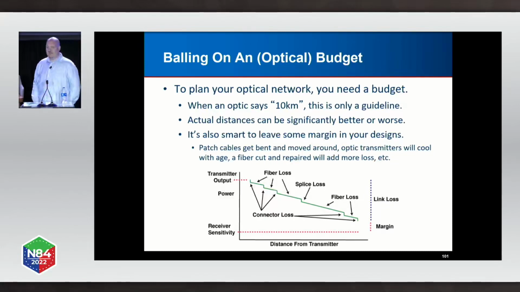When an optic says 10 kilometers, this is a guideline only, and sometimes it can be wildly inaccurate. I have literally thousands of optics that are rated for 500 meters that I can put on a 25 kilometer span just fine. Whereas sometimes you'll see something that's rated for 10 kilometers and you will not get 10 kilometers out of it. You really have to do your actual calculations and think about this yourself.